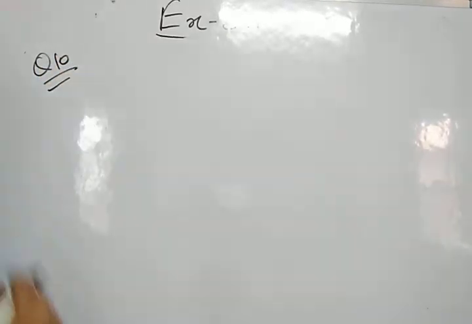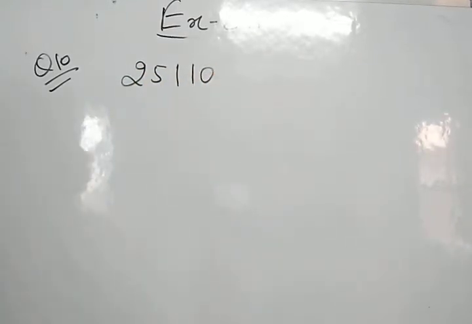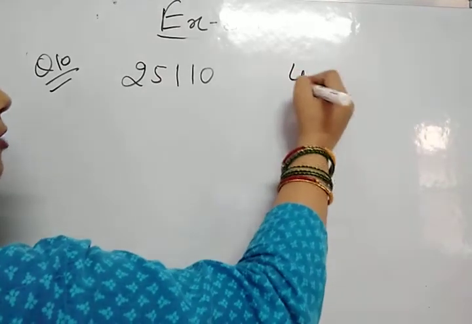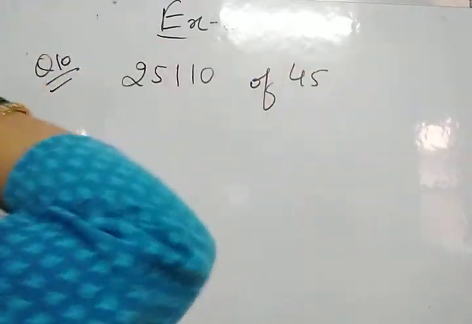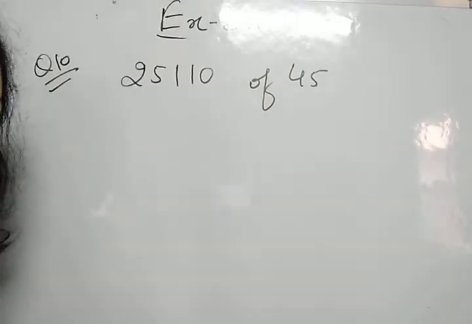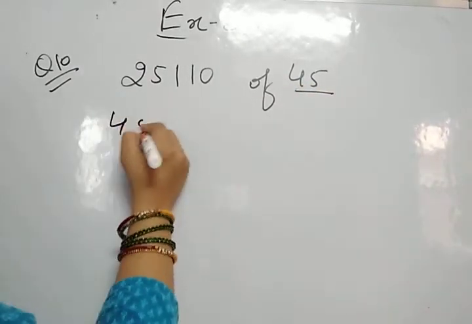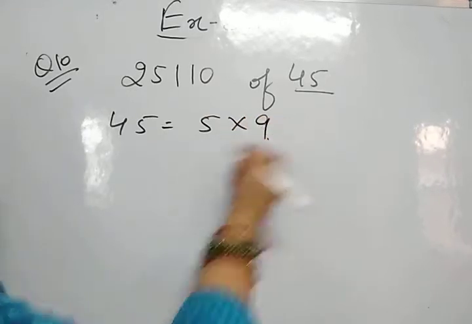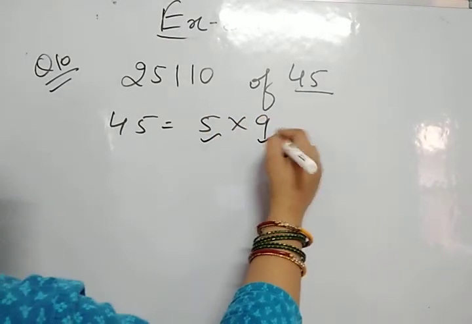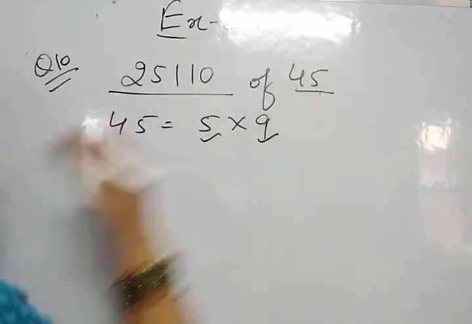Now see the 10th question of this exercise. 25,110. We have to check the divisibility by 45. Whether 25,110 is divisible by 45 or not. So we will see the co-prime factors of 45. 5 nines are 45 and 5 and 9 both are co-prime numbers. So we will check the divisibility of this number by the co-prime factors of the given number.